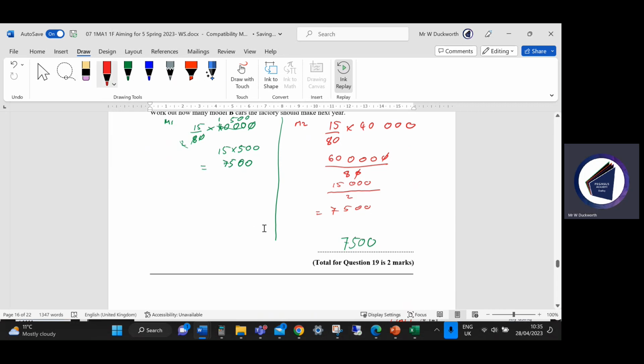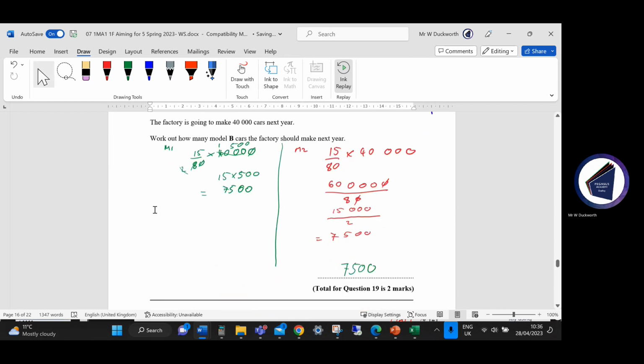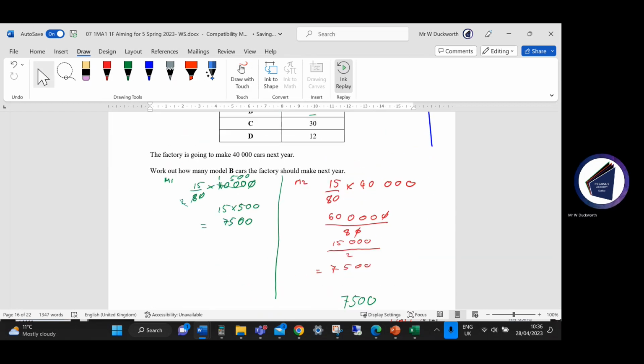Is that it for this page? Let's have a look. It is. So for question 19, we have M1 for the method, A1 for the answer, 2 marks.